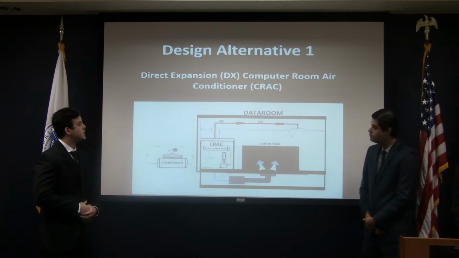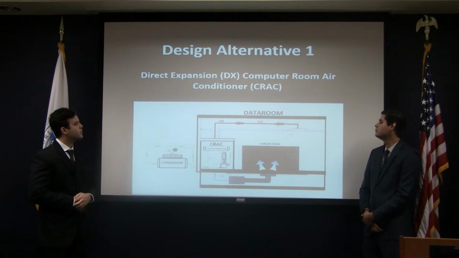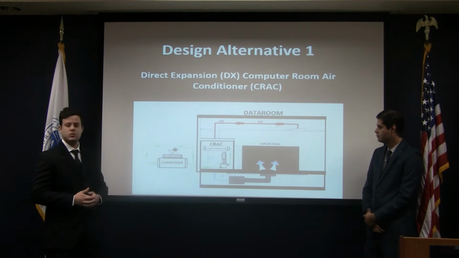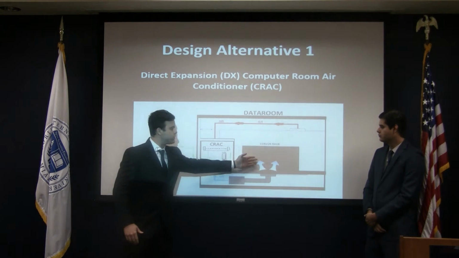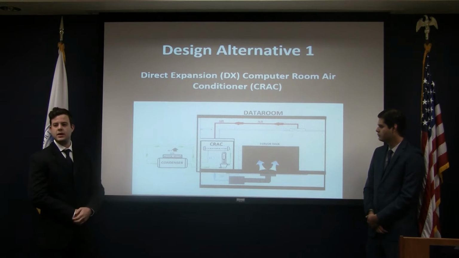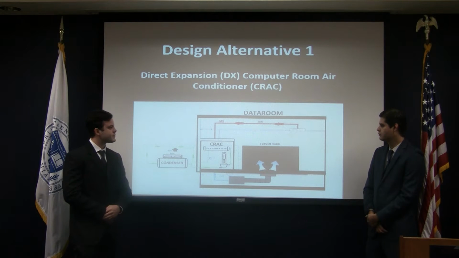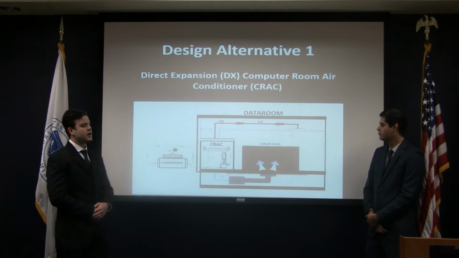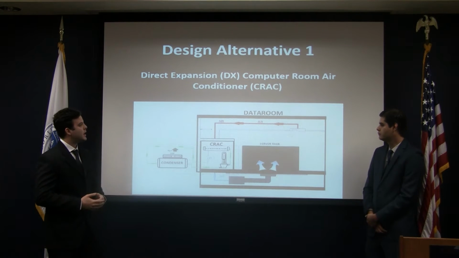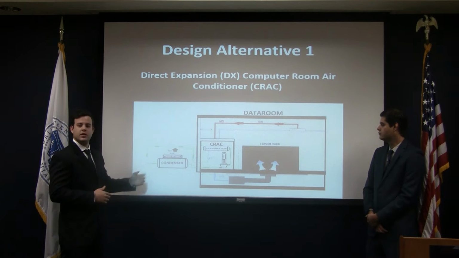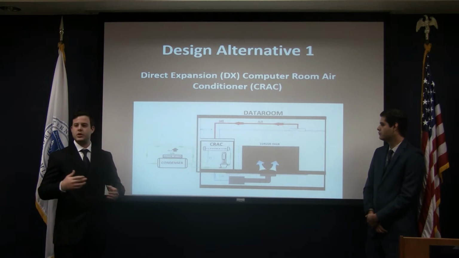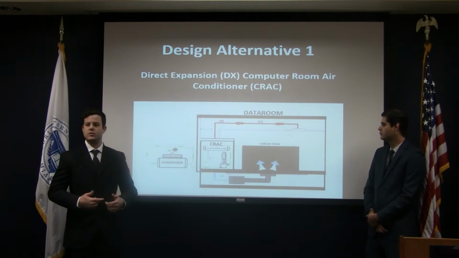For our first alternative, we are using a direct expansion computer room air conditioner. It uses a vapor compression refrigeration cycle in order to provide cool air to the server racks, and it uses refrigerant in the cycle in order to maximize heat absorption and the efficiency of the process. The advantages of this design are low cost compared to the other two, and high efficiency. The disadvantage is that it is a very unstable system when working at low temperatures, since the compressor is going to be turning on and off, and it's going to start the circulation of hot air.